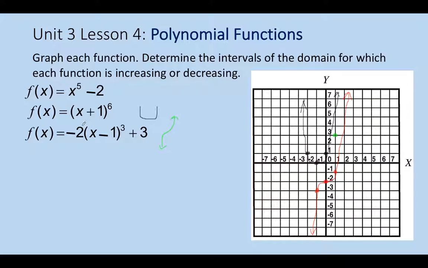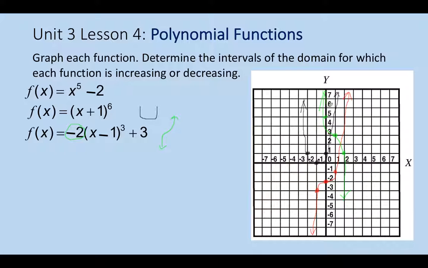But I do know that this negative 2 is going to flip it upside down and kind of make it more narrow. So 1 cubed would be 1, and 1 times negative 2 would be negative 2, so I'm going to go down here. And then negative 1 cubed would be negative 1, but negative 1 times negative 2 would be positive 2. So I've got this one here, and again, I can just kind of connect my dots, but I am going to have to know kind of what it's supposed to look like. And so there we go.